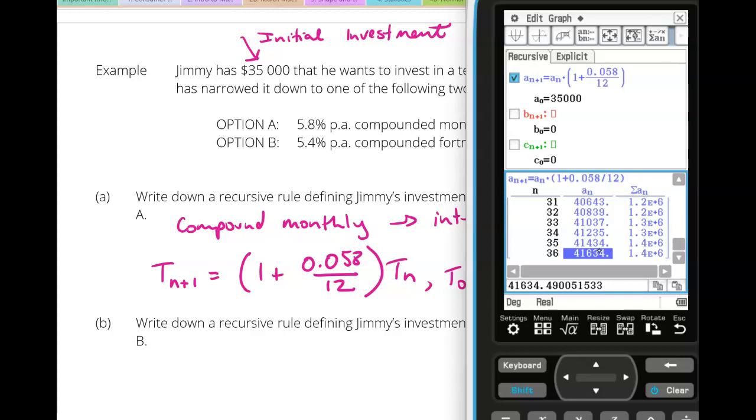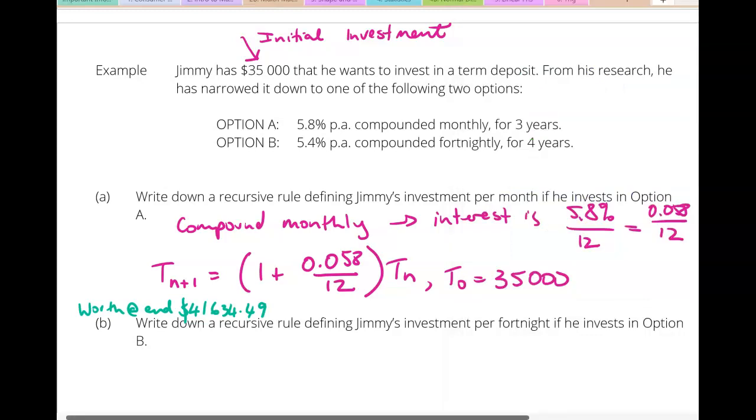41,634 and 49. Now that's probably going back into, I'm just writing this down because I have to type in another sequence in a minute. Okay, so that's compounded monthly. So I want you to now replicate that same idea, but in option B, we are compounding fortnightly. What would the recursive rule look like?